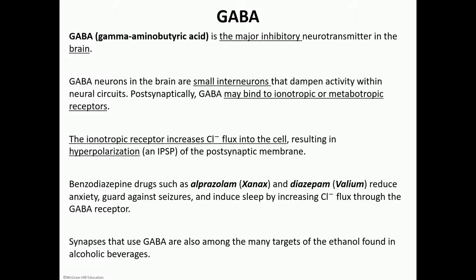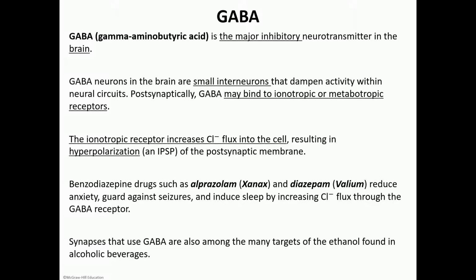GABA neurons are found in the interneurons. Remember, the interneurons are found strictly within the CNS only. GABA can bind to either ionotropic or metabotropic receptors. Remember, ionotropic receptors open up channels, sodium, potassium, or chloride, or what have you. Metabotropic receptors lead to the activation of enzymes and protein synthesis.